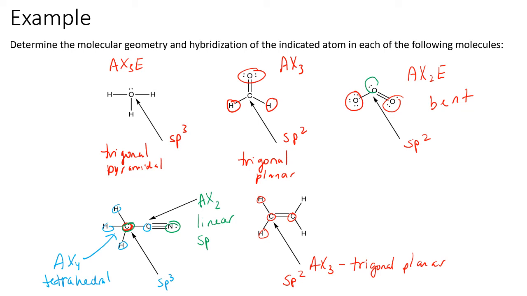Notice that a carbon that has all single bonds, such as the one in the lower left, is sp3 hybridized. A carbon that has a double bond is sp2 hybridized, and then a carbon with a triple bond is sp hybridized.